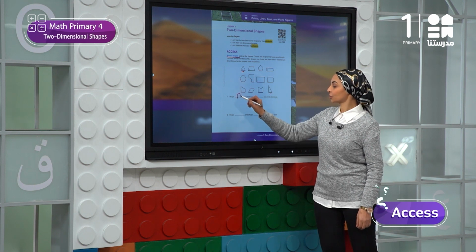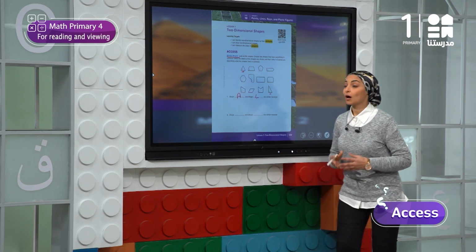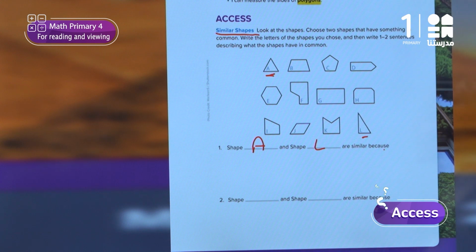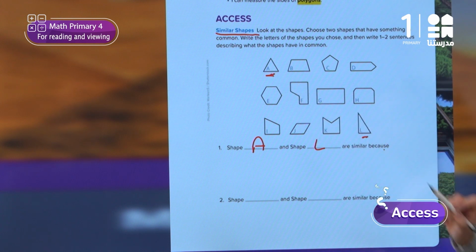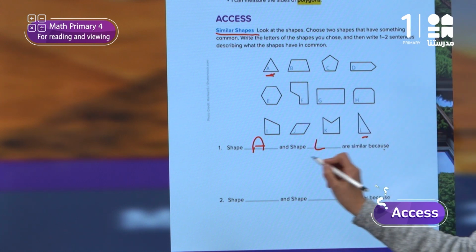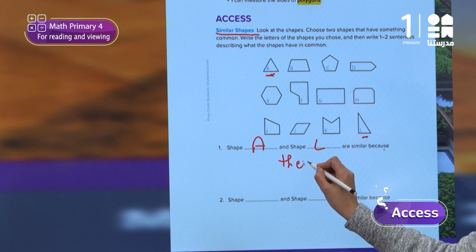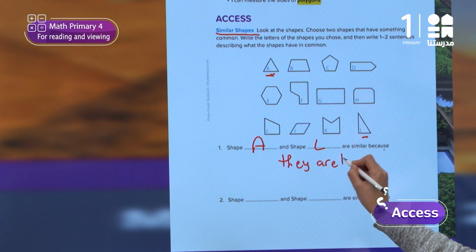Okay, so I write shapes A and L are similar. Why did they say A and L are similar? Because both of them are triangles. Look, this is a triangle and this shape is also a triangle. But because they are triangles.